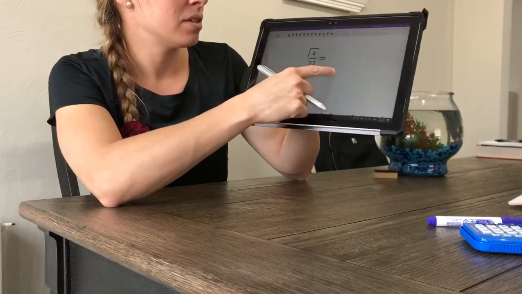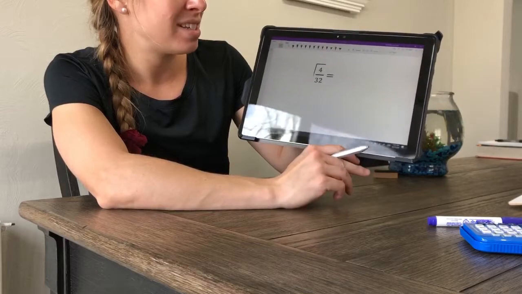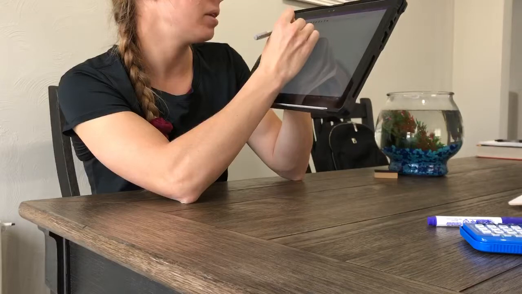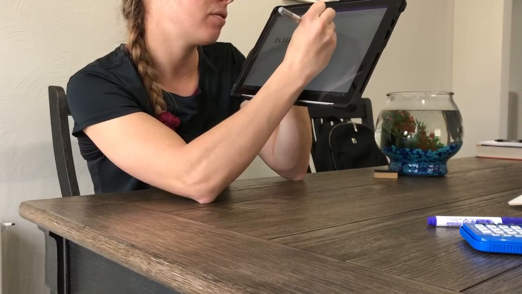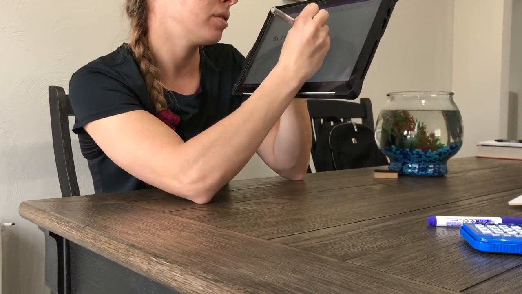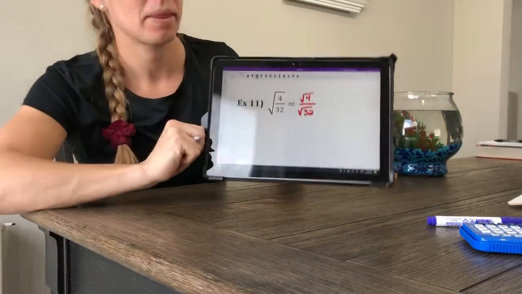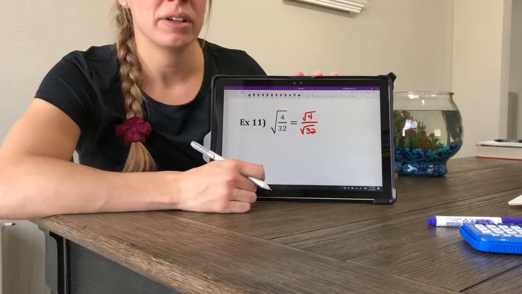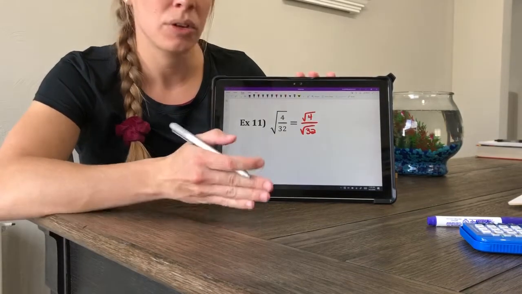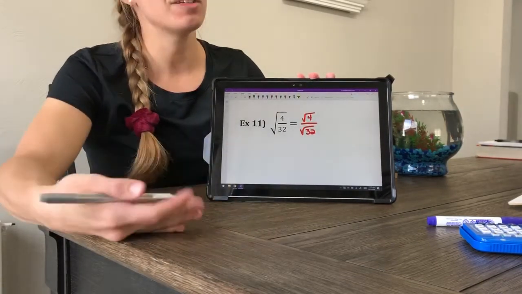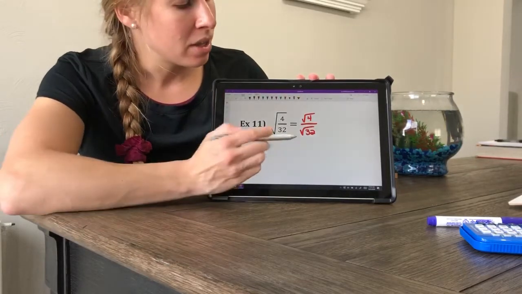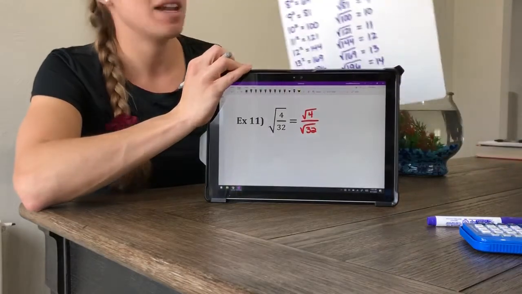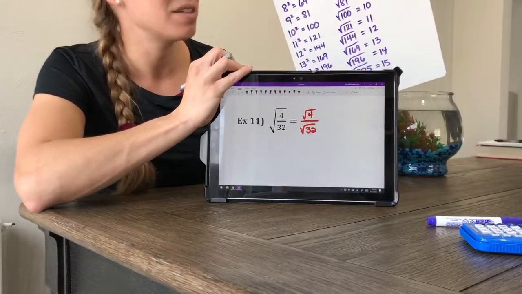Number 11, the square root of 4/32. Okay, so it is a fraction. You can split it. So the square root of 4 over the square root of 32. Okay, what you can notice is that you have a square root of 4 in your numerator. That's a perfect square. So you can simplify that right away, or you can simplify it at the end. The square root of 32. What you should know about 32 is that it probably has a perfect square factor and can be simplified.